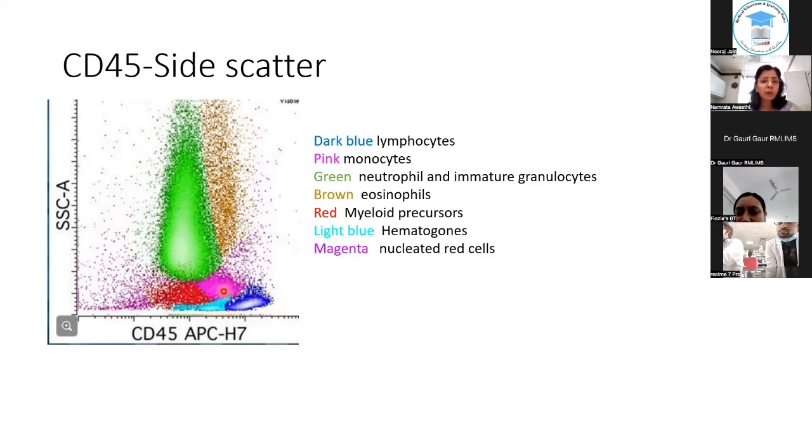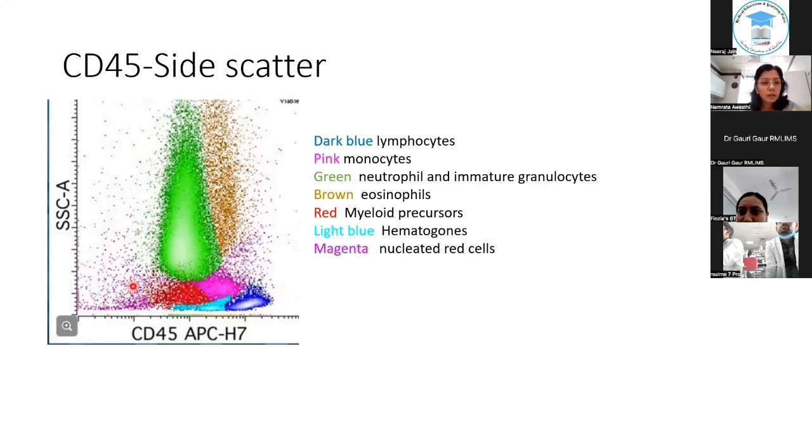Slightly lower CD45 and a moderately high side scatter are the pink colored cells, which are monocytes. These are the maturing granulocytes. This is a bone marrow specimen, just remember. So these are the maturing granulocytes. They have a dimmer CD45 and a high side scatter. Next to these are the eosinophils.